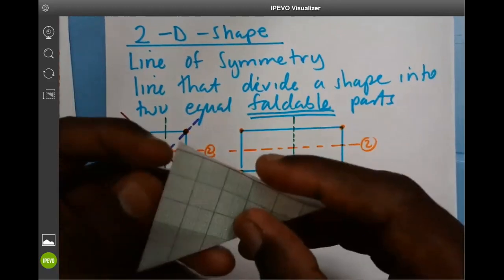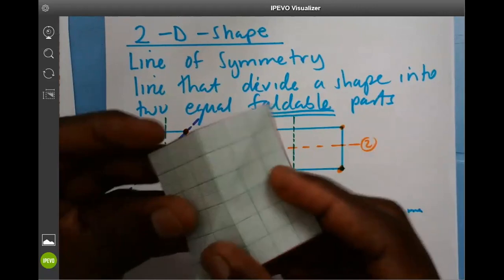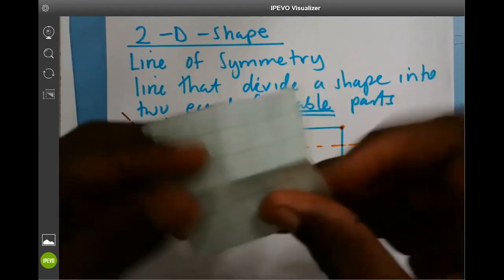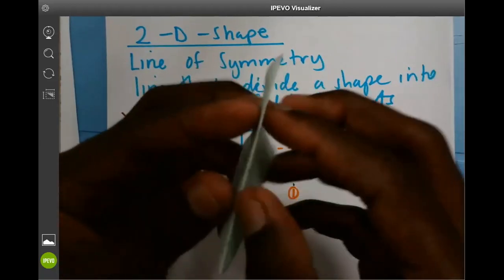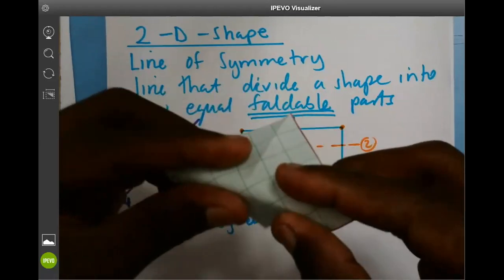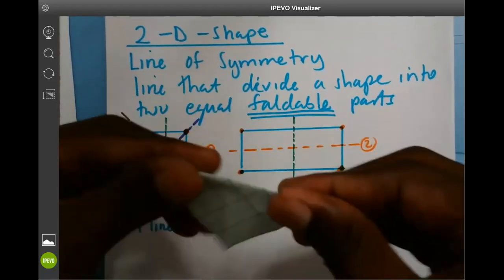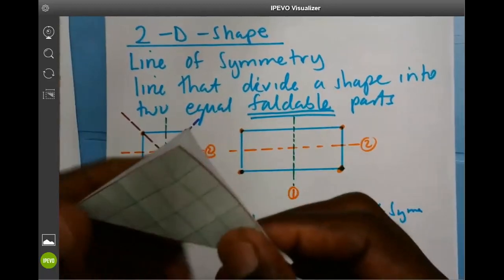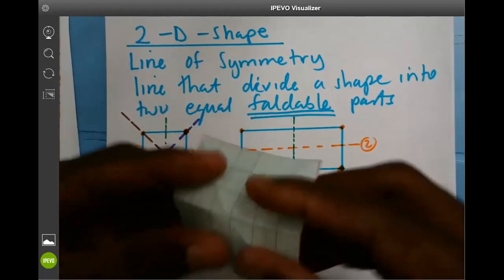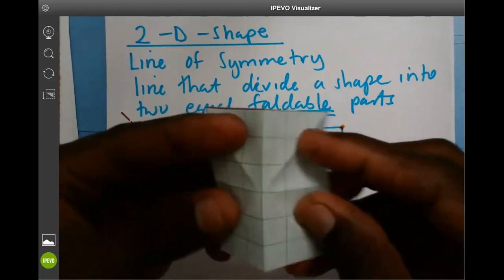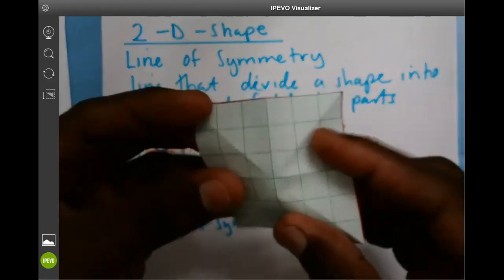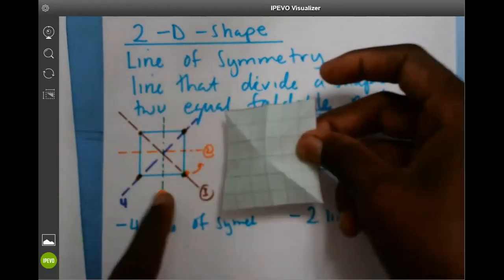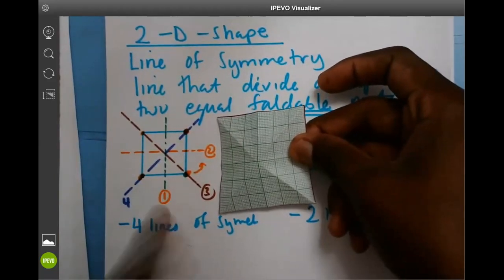So if that corner is foldable, meaning I have one line here, second line there. Now the third line is the diagonal, and the fourth one will be the other diagonal. So this is how we can prove that a square is foldable in four different manners. One, two, three, and four. So that is the proof for a square to fold in four different ways.